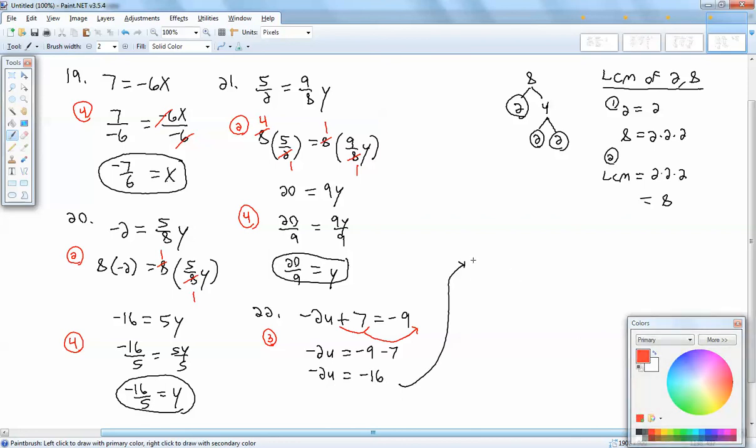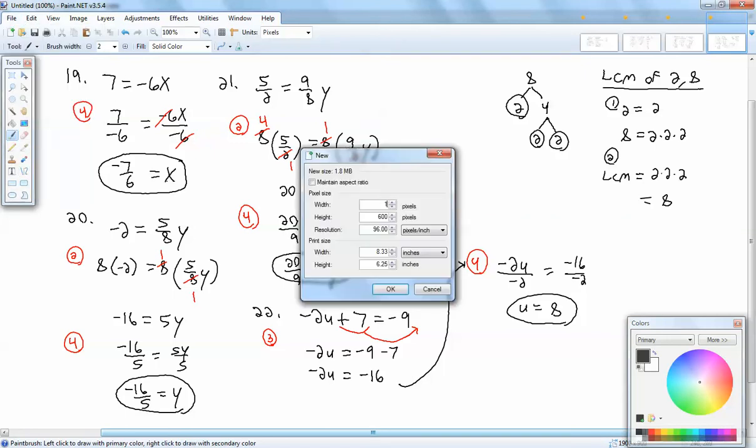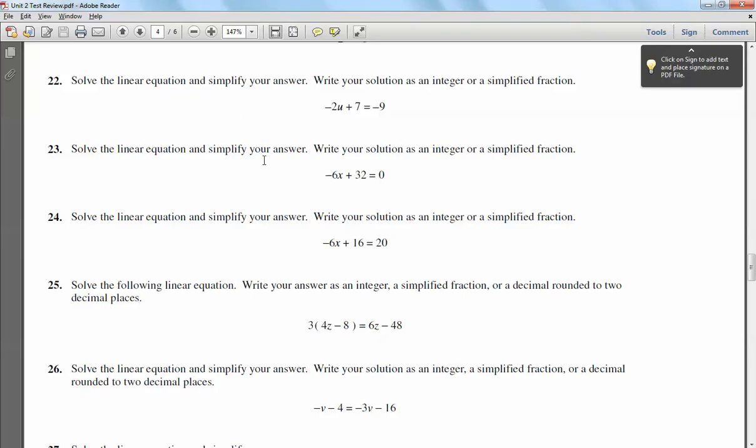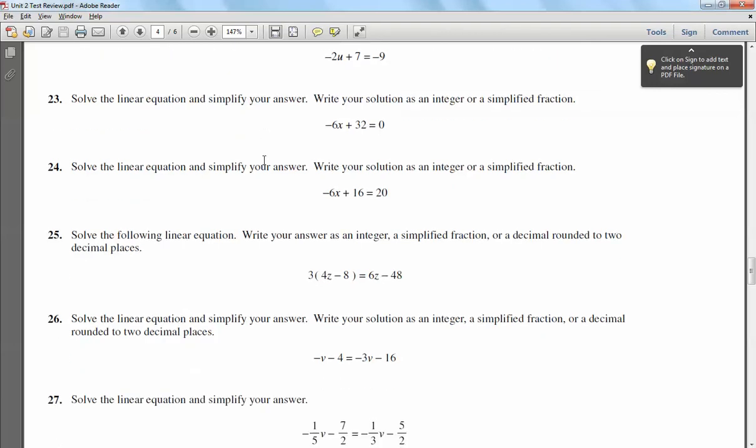Step 4. Divide both sides by the number in front of your u. The number in front of our u is a negative 2, so I'm going to divide both sides by negative 2. These negative 2's cancel. We've got a u, and negative 16 divided by negative 2 is 8. And that's our answer. Let me start a new page. What one was that? That was 22. So let's look at 23.